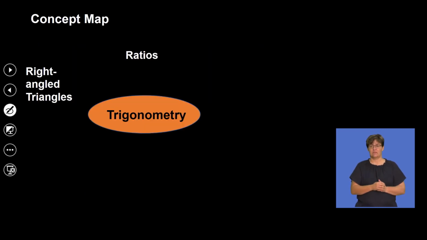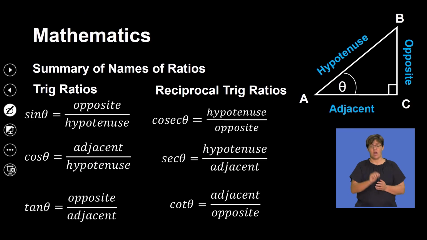Now, with the reciprocals as well, remember that the reciprocals, we said there's 3 of them. That's cosec, sec, and cot, right? Cosec goes with sine, sec goes with cos, and then cot goes with tan. And you can see my diagram there, which is my triangle, and I've labeled my sides based on theta.